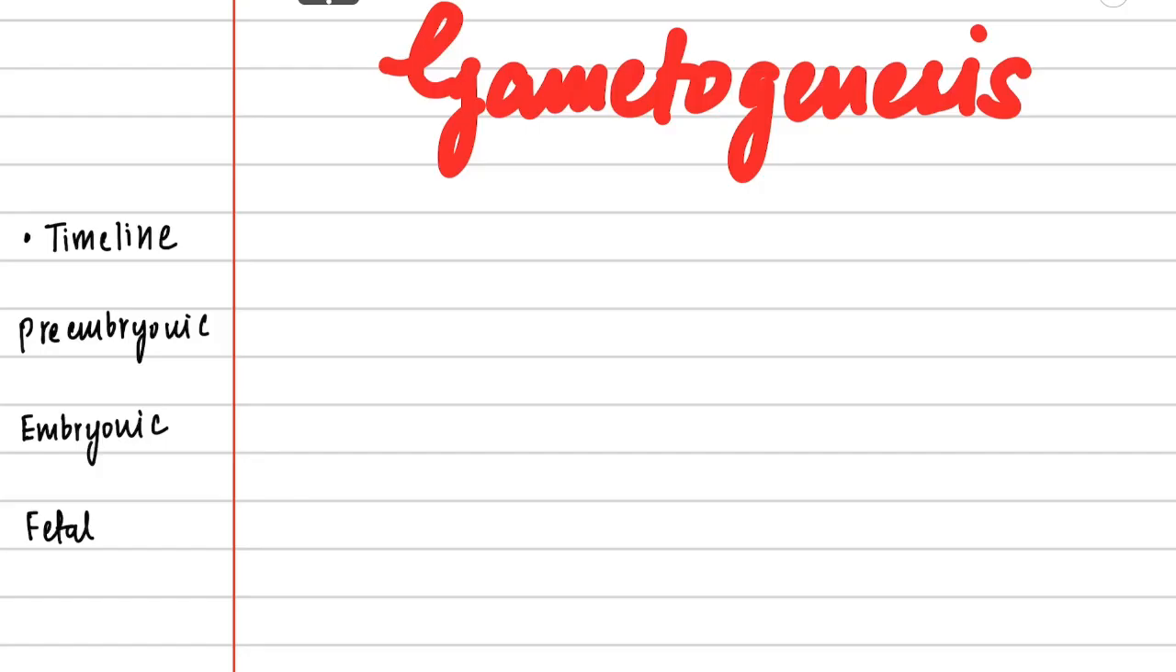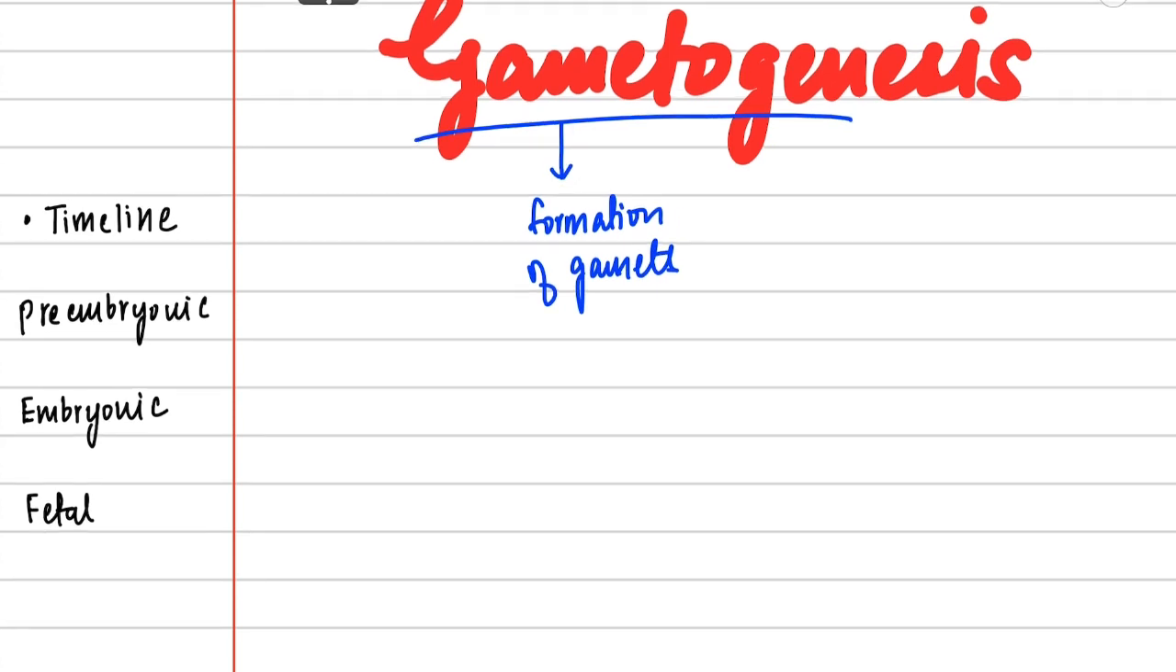So in this first video, we are going to be talking about embryology. In embryology, let us start with gametogenesis. What is gametogenesis? Gametogenesis is nothing but formation of gametes. So before coming to the gametogenesis proper, let us look at some of the timelines.